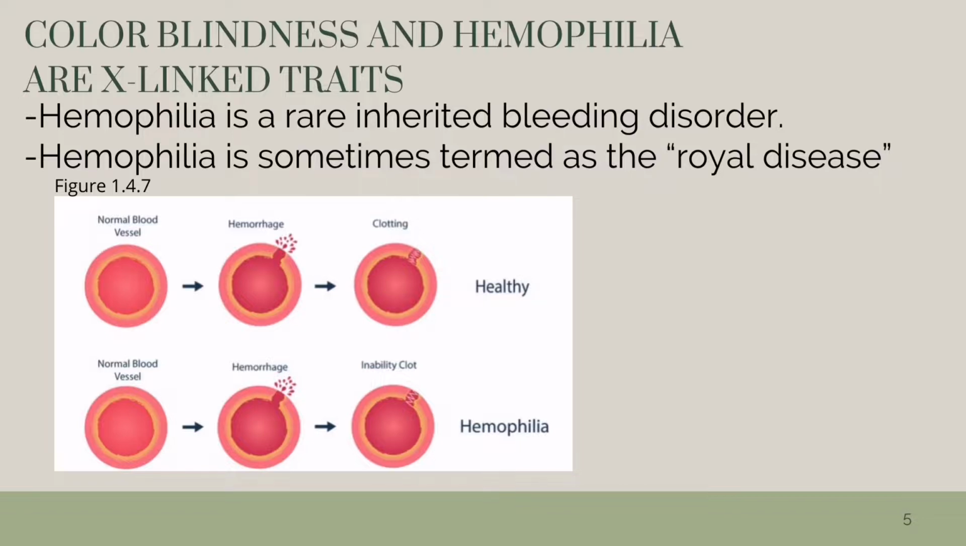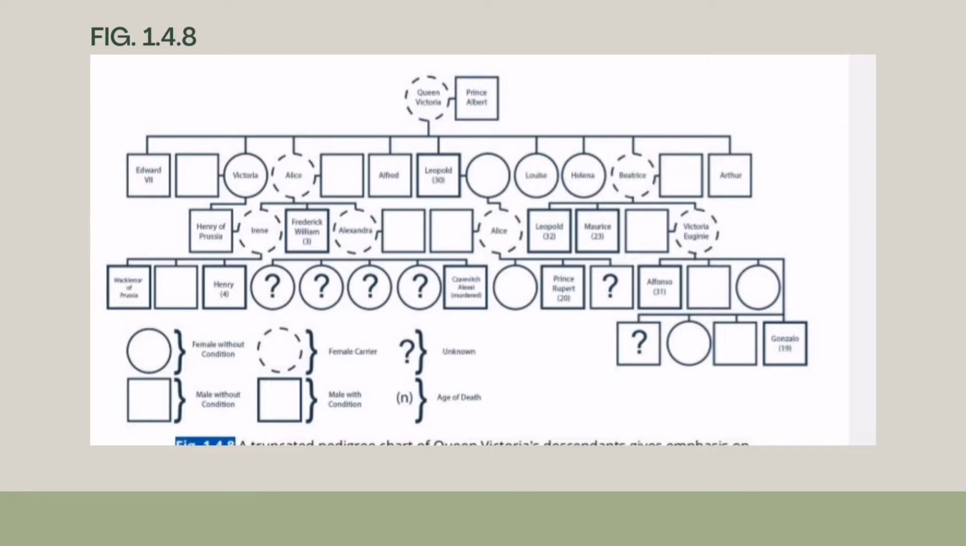Hemophilia is a rare inherited bleeding disorder. Hemophilia is sometimes termed the royal disease. But why is it called the royal disease? Because the royal families of England, Germany, Russia, and Spain in the 19th and 20th centuries were affected by this condition. Queen Victoria of England, who ruled from 1837 to 1901, was a carrier of hemophilia. Her husband, Prince Albert, was not hemophilic.